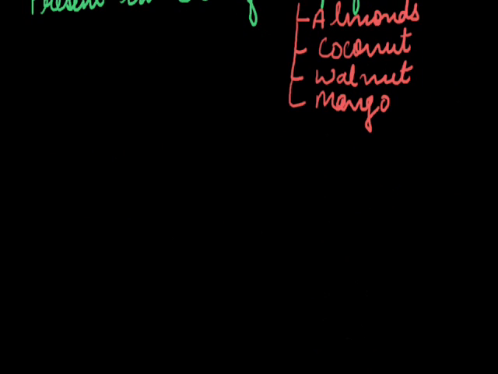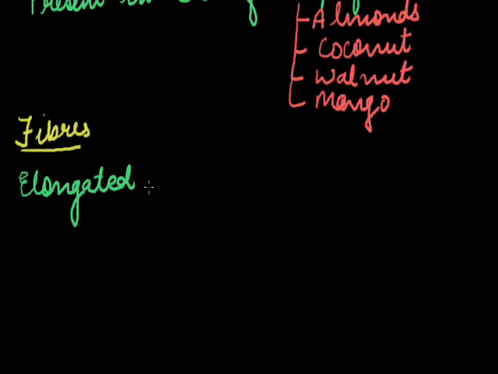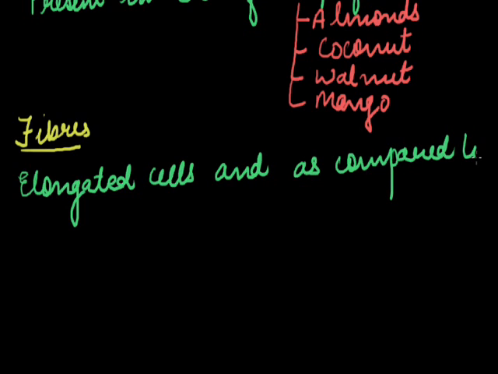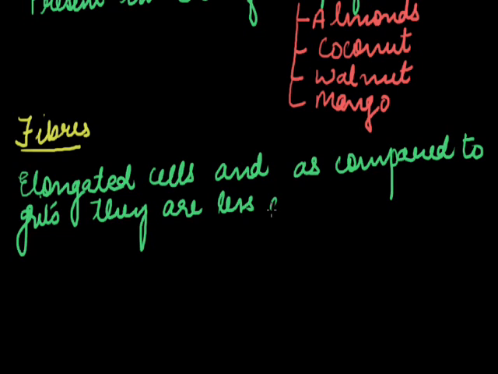Now coming on to the fibers. Fibers are elongated cells, and as compared to the grits, they are less dense. Common examples of the fiber are the naturally occurring fibers like jute, coir.